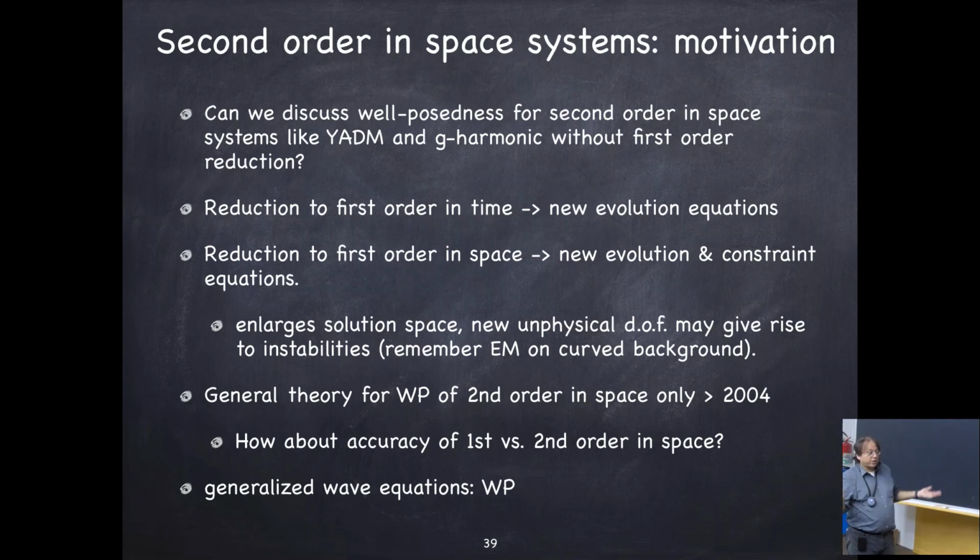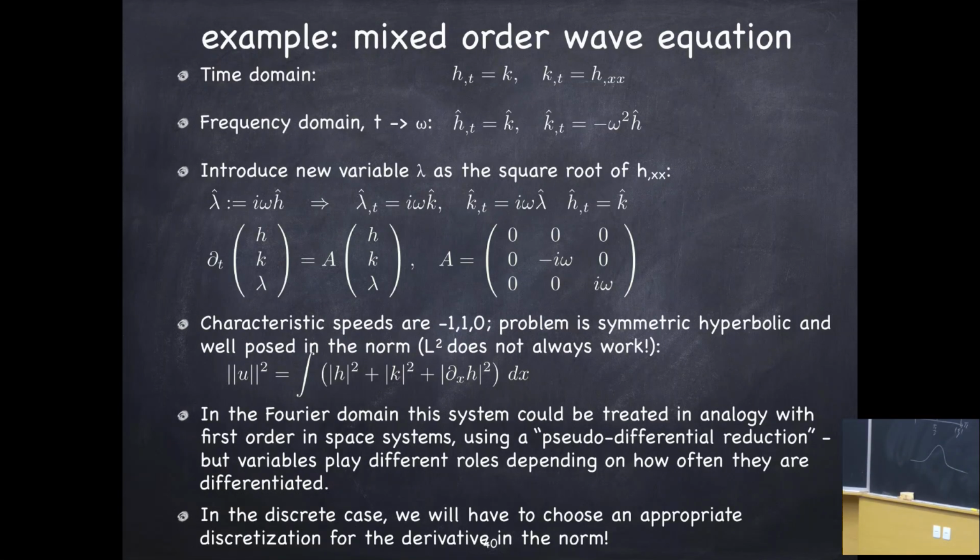And in very complicated spacetimes with black holes, that may not be convenient. And so this is the motivation for second order in space. Now, for example, you can do this for the wave equation. So now you can say we keep it in this form. So first order in time, second order in space, but just introducing a new variable.